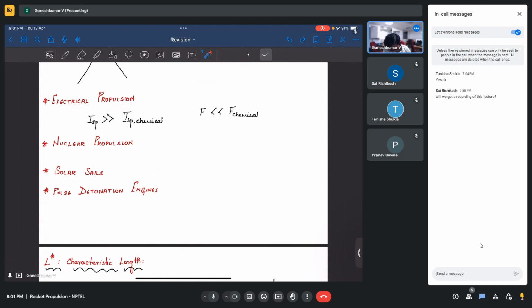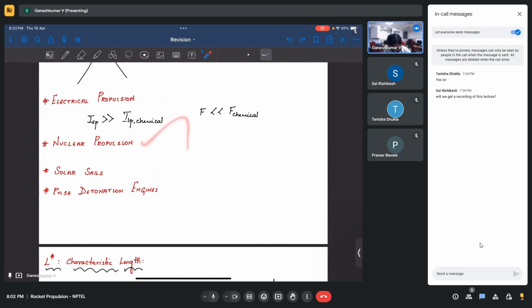We did. The problem with electrical propulsion is even though you will have a very high ISP compared to the chemical propellant, your thrust will be very low. The thrust of chemical propellant is very high compared to the thrust of the electrical propulsion. That is the reason they don't use it for launch vehicles. So for launch vehicles you cannot use electrical propulsion.